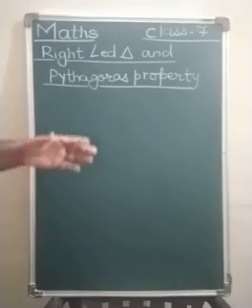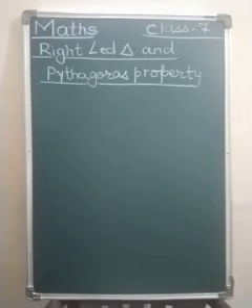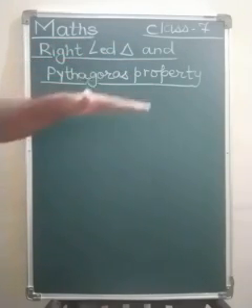So now we are in the last part of our chapter, that is exercise 6.5, and in this exercise 6.5 we will be seeing right angle triangle and Pythagoras property. Welcome back students to our maths class of class 7th. Right angle triangle and Pythagoras property.